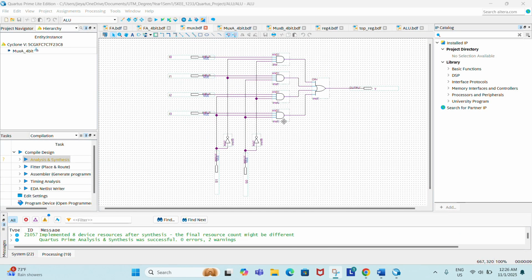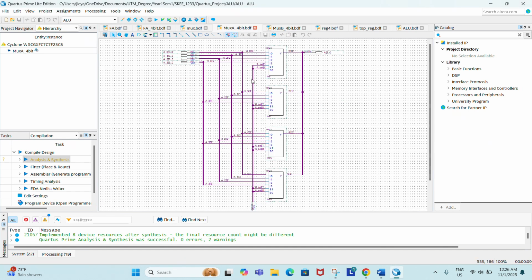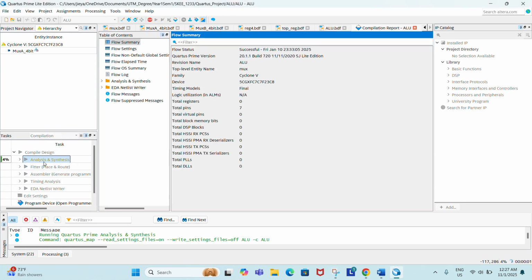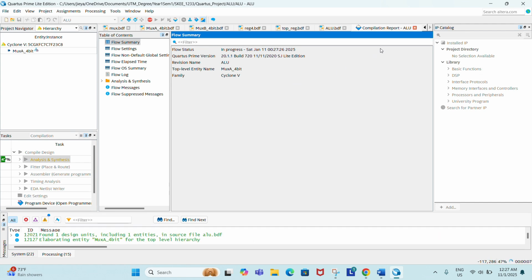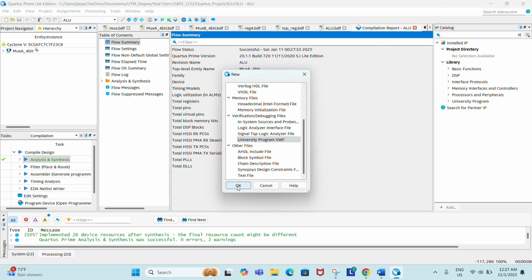Now, we will save this 1-bit 4-to-1 mux as a symbol and use it to create the 4-bit 4-to-1 mux for A. The circuit will have 4 4-bit inputs, 1 2-bit input, and 1 4-bit output, and is connected by using 4 symbols of the 1-bit multiplexer and bus wiring. Now, let's run the waveform simulation. 0 errors. File, New, University Program VWF.